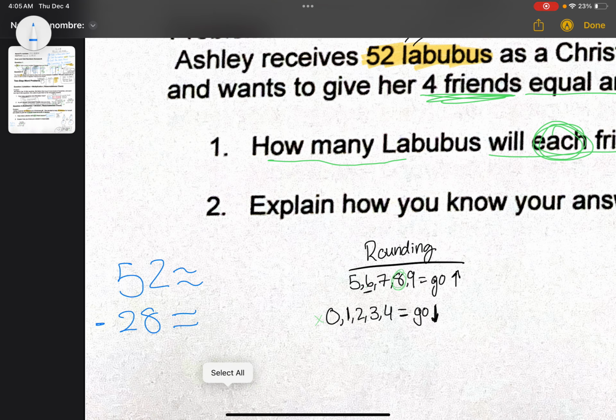Let's round. We're going to make our arrows, and we're going to look for our smallest tens because we round to the nearest tens. The smallest tens will be 50. And our biggest tens, we're going to add 10 more, so 50 plus 10 is 60. We're going to see where 52 lies between 50 and 60. Is 52 closer to 50 or closer to 60? I think 52 is closer to 50, so we're going to round 52 to 50.